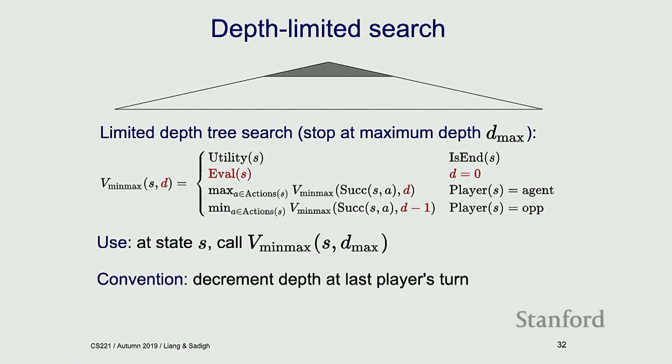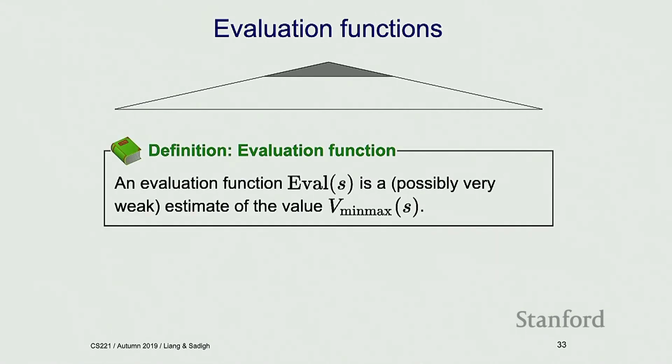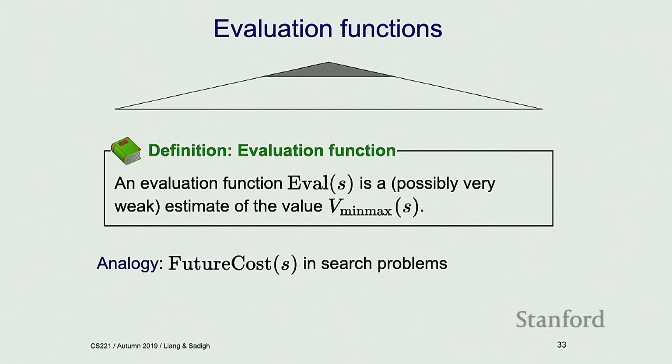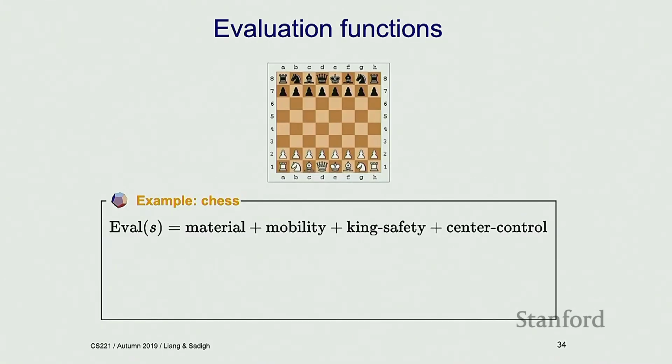But in general, you can have some sort of weak estimate of what the future cost would be. So an evaluation function, Eval of S, is a weak estimate of V minimax of S. So it's a weak estimate of your value function. So the analogy of that is future cost in search problems.